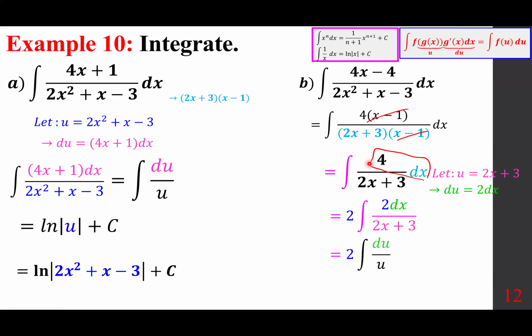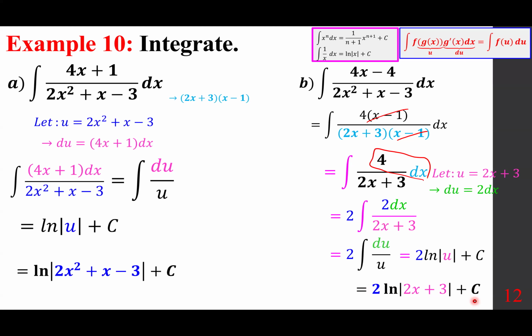And again, we go back to this and we say 2 times the natural log of u and a constant, and you keep the absolute value and replace the u with 2x plus 3, because 2x plus 3 can be positive, can be negative. So the final answer is 2 natural log of absolute value of 2x plus 3 plus a constant. We are done.